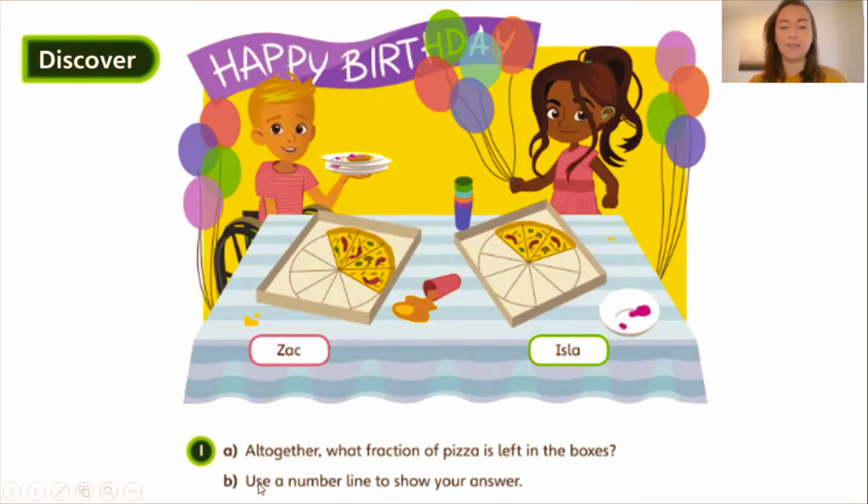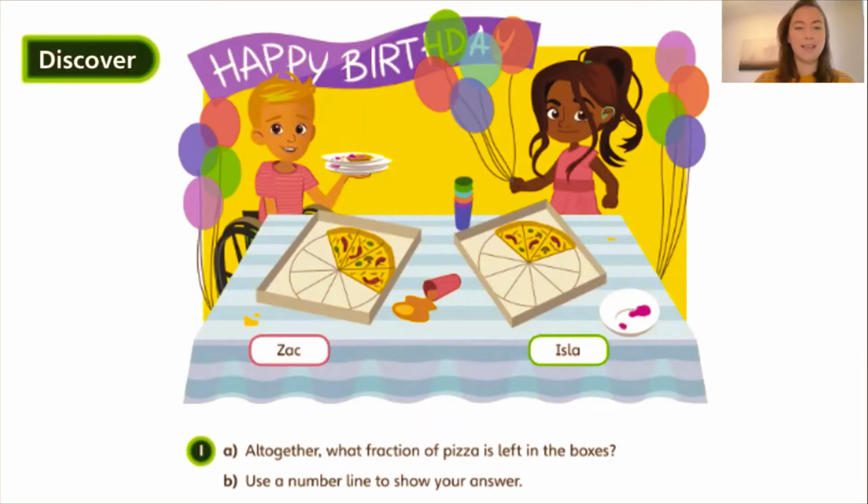Question B says use a number line to show your answer. I'm going to give you a bit of a hint here. Your number line will be less than 2. It's not going to jump in whole numbers. It is going to jump in fractions. Pause the video now and then have a go at those problems yourself. When you've had a go, come back to the video and we'll talk through the answers together.